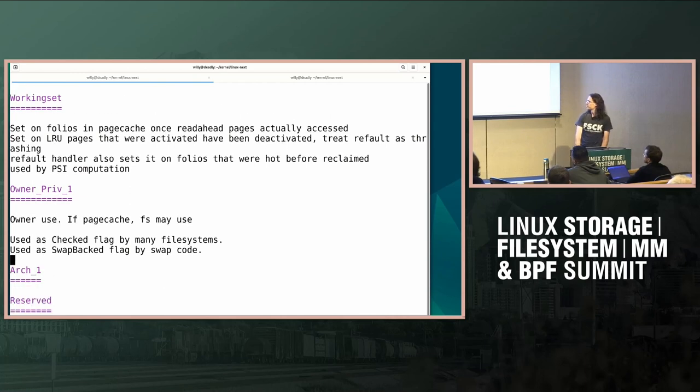All right, owner priv one. This first sentence is the one which is actually the comment on the flag right now. I added these two, which I copied and pasted from lower down in the file, because we actually bring out a special checked flag and the swap backed flag. I'm kind of inclined to leave it at that, because really it's up to the owner. The owner gets to decide how to use it.